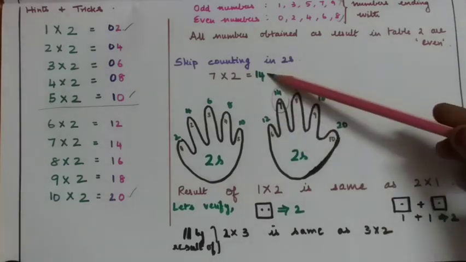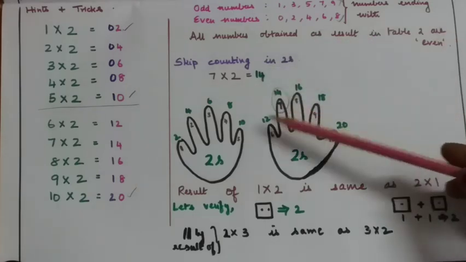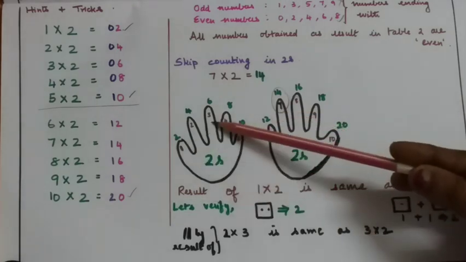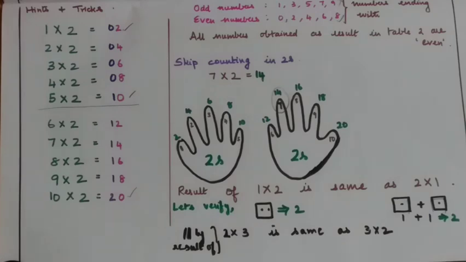So let's see another example, 7 2s are. So you need to move to the seventh finger by skip counting in 2s. So 2, 4, 6, 8, 10, 12, 14. So you land in the seventh finger where the result obtained is 14. So 7 2s are 14. I would suggest parents to follow the first trick of doubling the numbers, and only for the kids who are really struggling to memorize table 2, you can use the shortcut of using the fingers to find the answer.